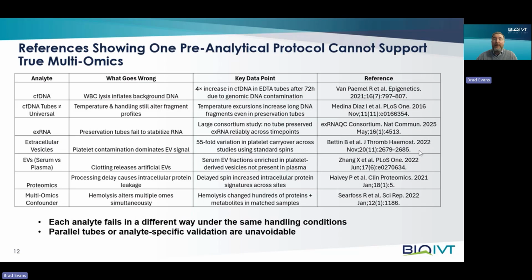So across analytes, the same handling conditions cause different failure modes. That is a key theme. Each analyte breaks in its own way under the same protocol. That is why parallel tubes or analyte-specific validation are not optional in serious multi-omic studies. So with that evidence in mind, the next question becomes how we design workflows that are actually trial ready.